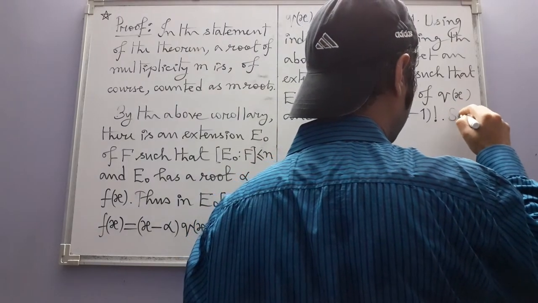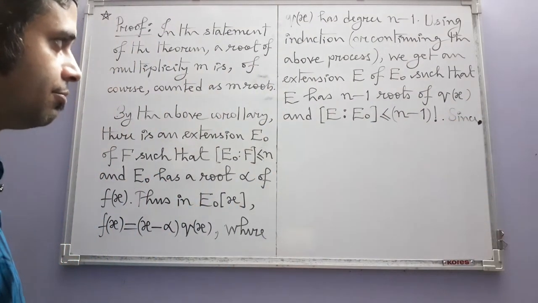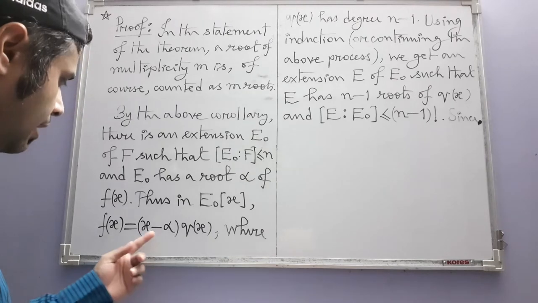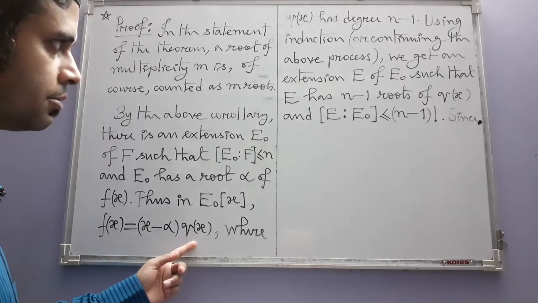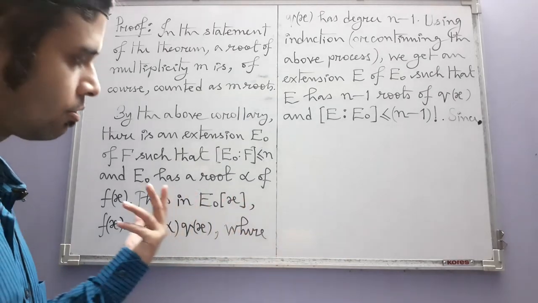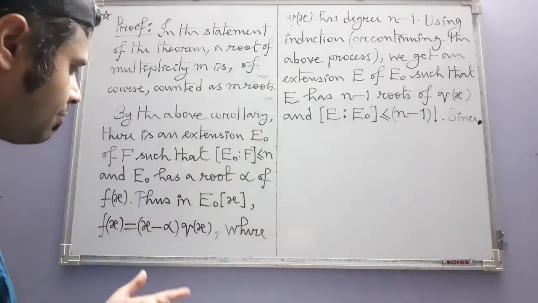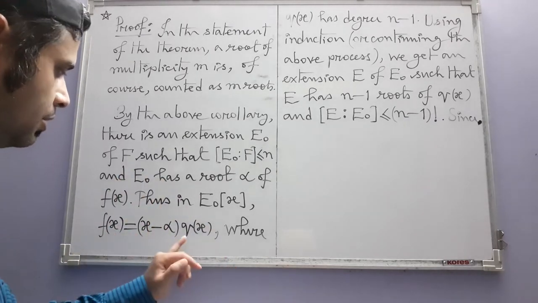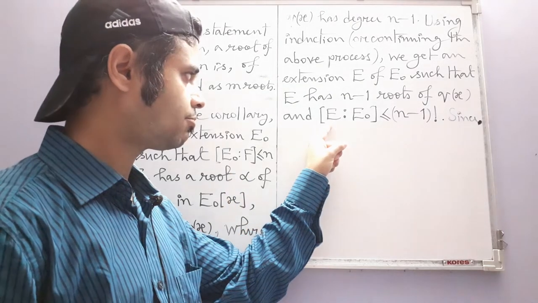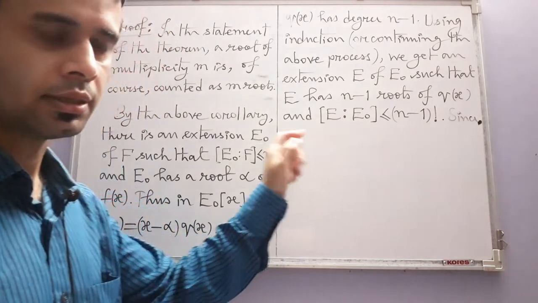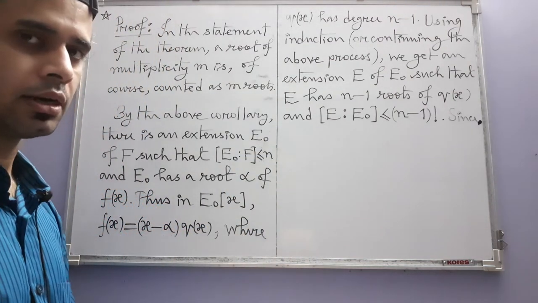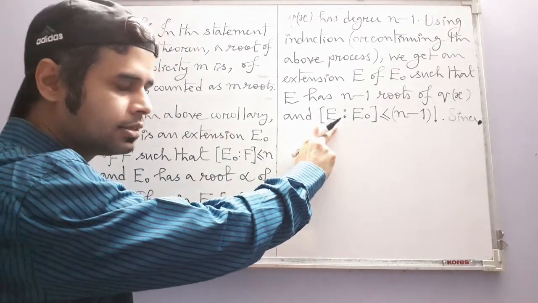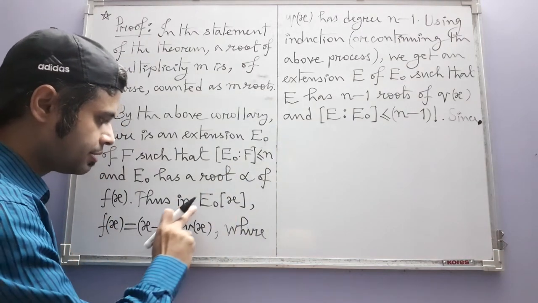Since every root of f(x) is either alpha or a root of q(x), what all these things tell us is that we have in fact found, counting multiplicities, n roots of f(x). The n minus 1 roots of q(x) we have found here reside in the extension E, and this alpha is also there. Now, is alpha also an element in E? Yes, it is, automatically, because alpha is there in E naught.